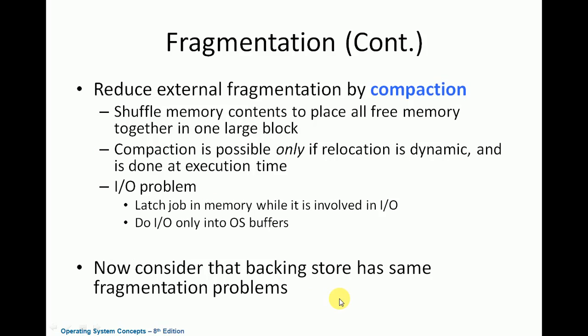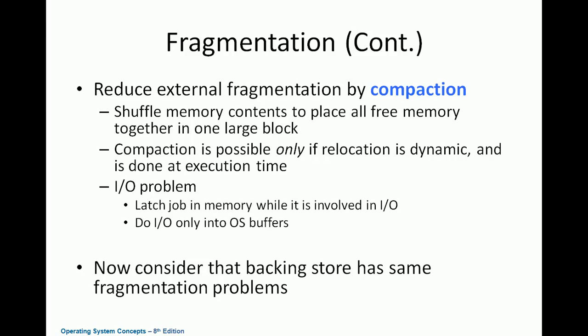Now the external fragmentation can be reduced by a technique called compaction. Compaction is the technique used to reduce external fragmentation. We know that external fragmentation leads to wastage of memory. It can be reduced by the technique called compaction. In compaction, we shuffle the memory contents to place all free memory together to form one large block. In external fragmentation, the smaller memory holes are scattered throughout the memory.